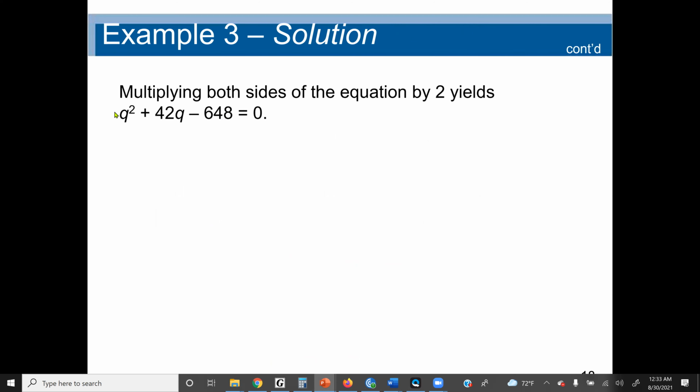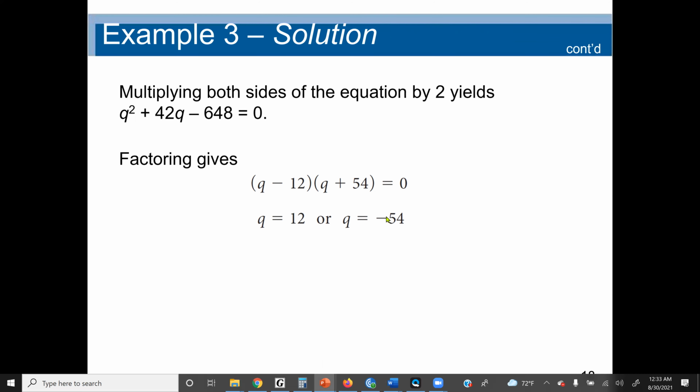Okay, so if there's a quicker way to find two values that multiply to minus 648 and combine to give 42, then that's fine. If not, use the formula. A is 1, B is 42, C is minus 648. Here, we were able to get two values. Minus 12 times plus 54 will give me minus 648. Minus 12 plus 54 will give me 42. So this means Q equals 12, and the second one, Q equals negative 54.